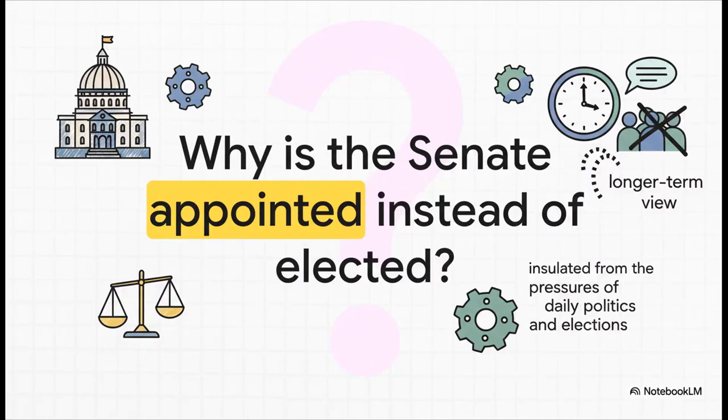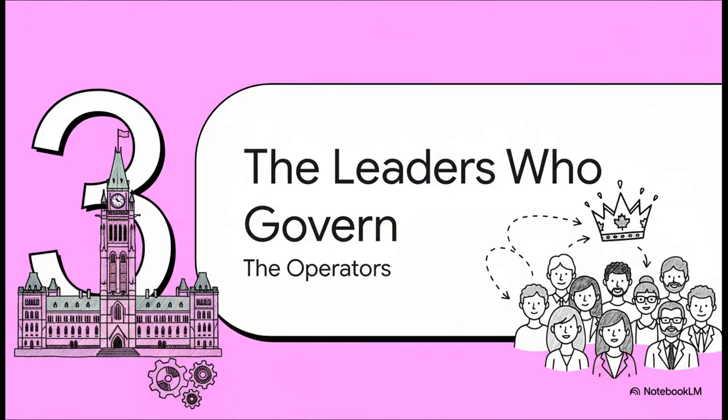So you might be thinking, hang on, if Canada is a democracy, why is one part of Parliament not even elected? And that is a great question. The original idea behind an appointed Senate was to have a group of people who were a bit removed from the day-to-day pressures of politics and getting reelected. This way, they could take a longer-term view on laws without worrying about what's popular at the moment. Now, the Senate's role is definitely debated today, but that core purpose of being a place for sober second thought is still there.